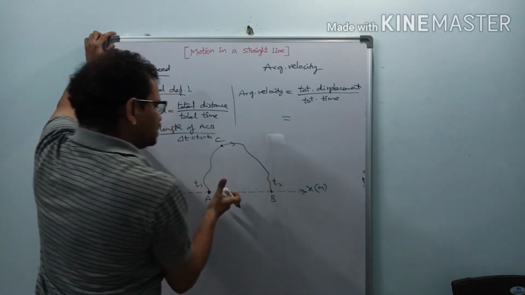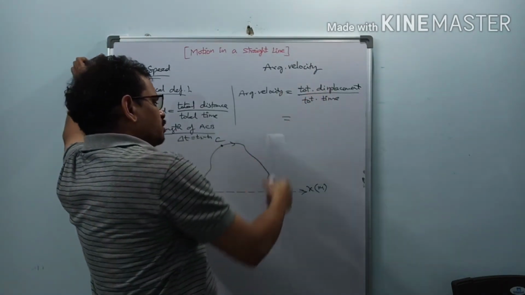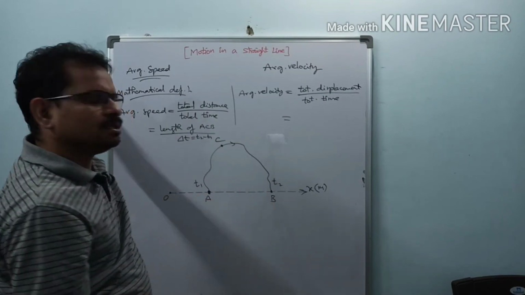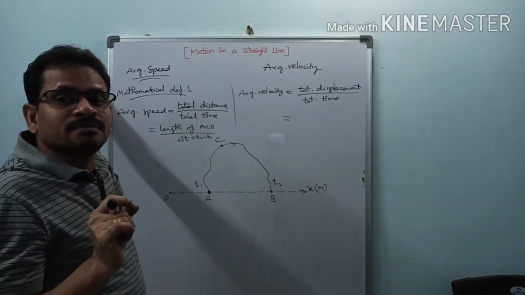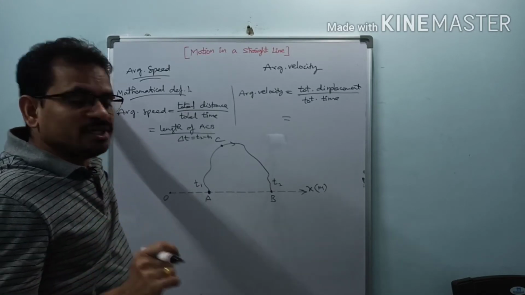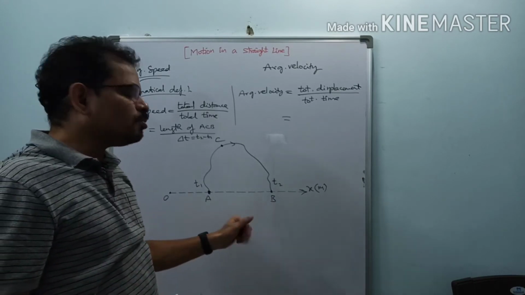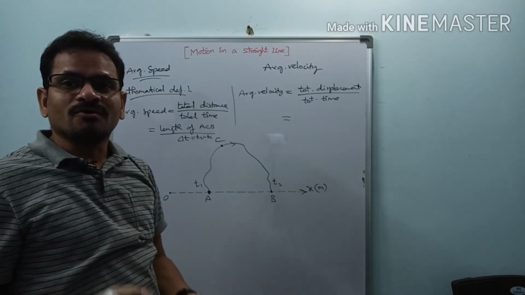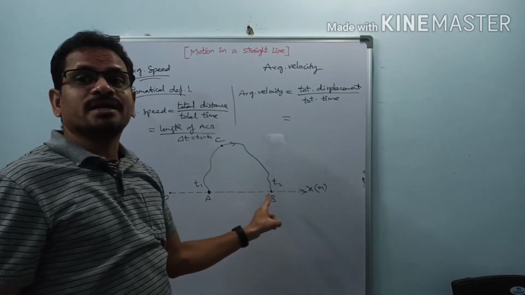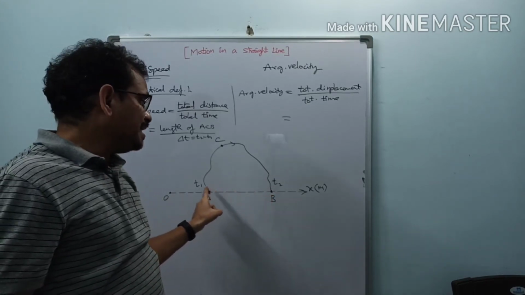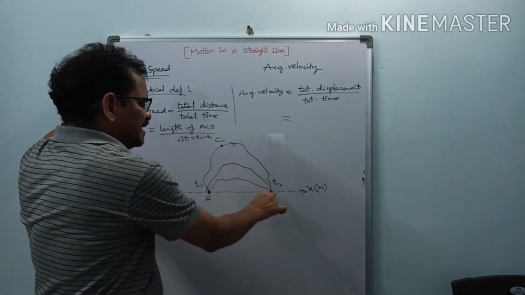So in this case, what is the average velocity? Average velocity is total displacement by total time. So what is total displacement here? From the definition of displacement, displacement is nothing but the shortest distance between initial and final points. Tell me, what is the shortest distance between 2 points? It is the length of the straight line joining the 2 points, because any other line other than this straight line will be larger in size than this straight line.